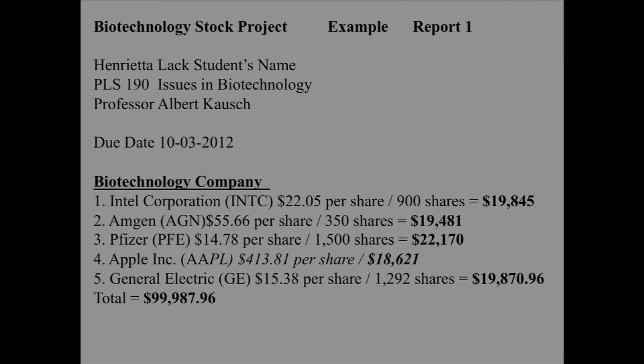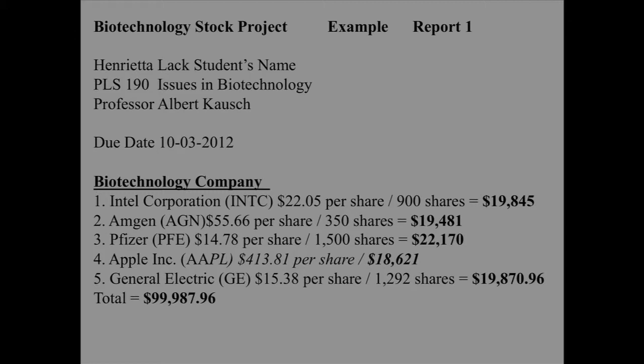This is what a typical stock report might look like that you are thinking of handing in next week. So it would be due October 3rd. You want to choose your five biotech companies and list what the cost is. First of all, the name of the company, the ticker designation, the cost per share, how many shares you're purchasing, and what the cost is. And it can be just one page like this with those criteria, and you'll earn your 5% of your grade. Please pay attention to get that in on time.